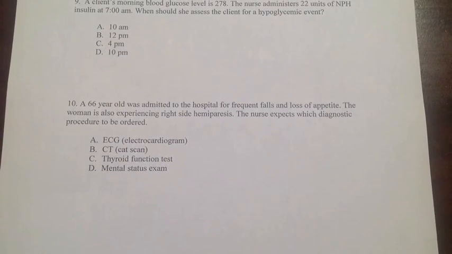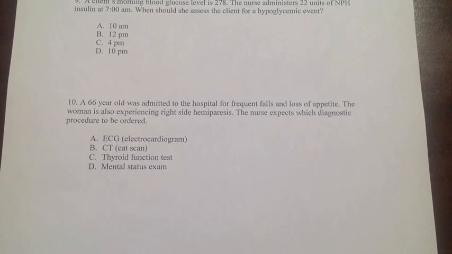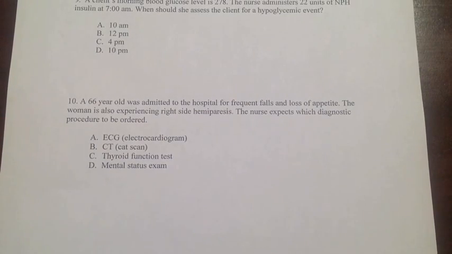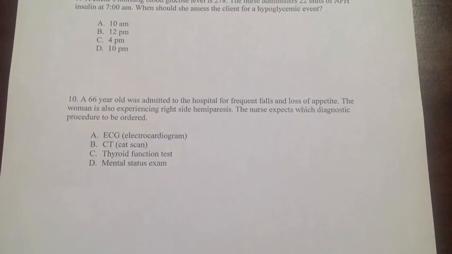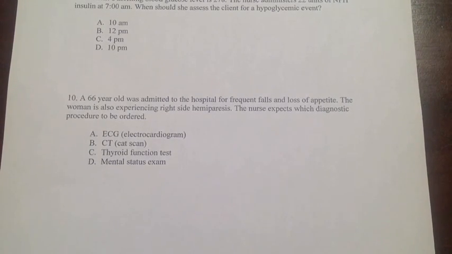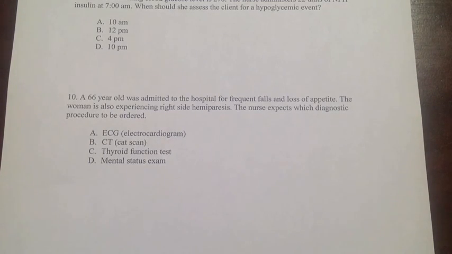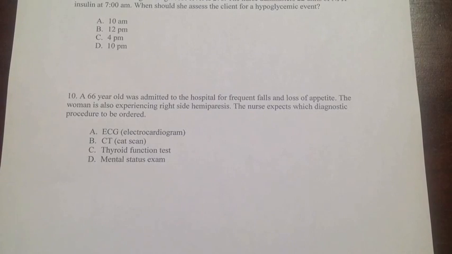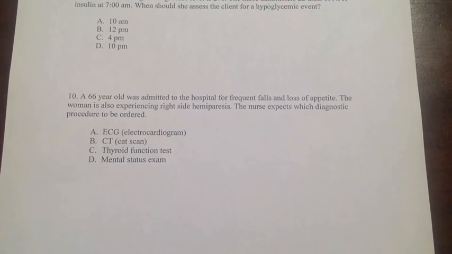A 66-year-old was admitted to the hospital for frequent falls and loss of appetite. The woman is also experiencing right-sided hemiparesis. The nurse expects which diagnostic procedure to be ordered. That is going to be B, the CAT scan. We want to know what's causing this paralysis. Could it be a bleed in the brain? If so, only the CAT scan will show us this.